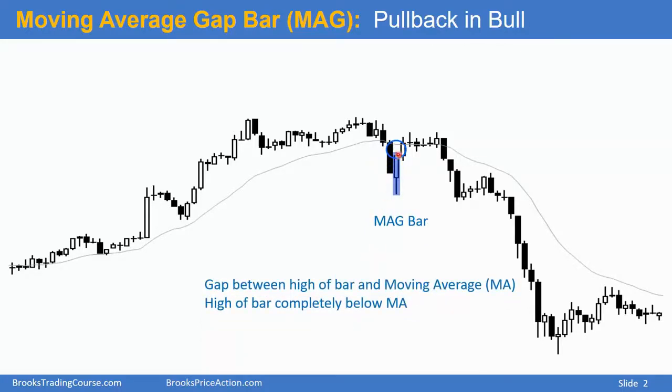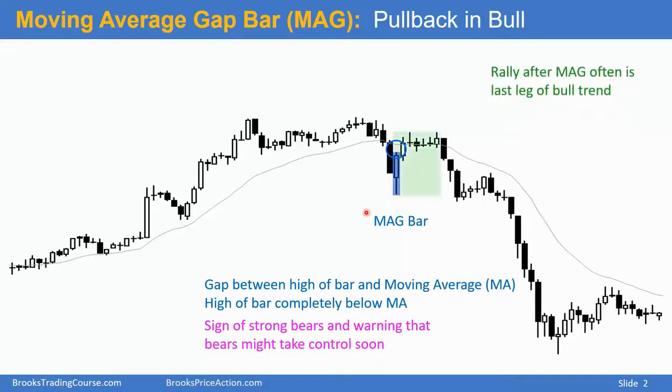You can see the gap, the space between the bar and the moving average. It's a warning that the bears are getting strong. They're strong enough now not only to get a close below the moving average, but an entire bar below the moving average. The rally after a gap bar is usually the final leg of the bull trend, and then the market either enters a trading range or you get a reversal. In this case, we got a small double top, lower high major trend reversal. So it's a short below that bar or below this bar.